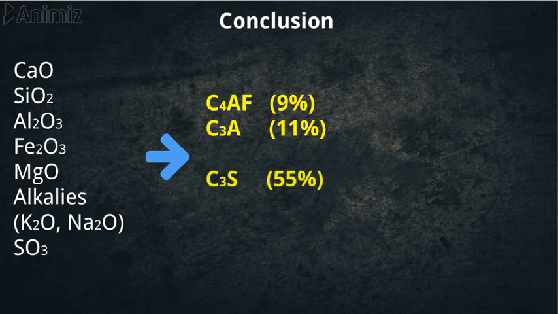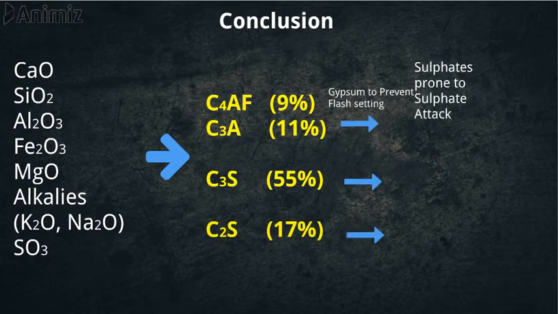First we have the tetracalcium aluminoferrite 9%, tricalcium aluminate 11%. These two aluminate compounds react immediately on addition of water. To prevent flash setting, gypsum of 3 to 4% is added. However, the byproduct of this is prone to sulfate attack.